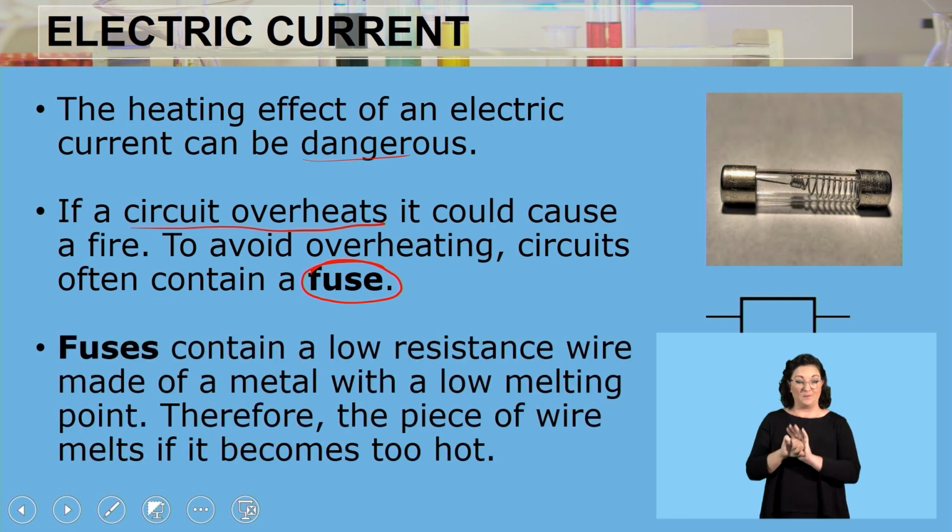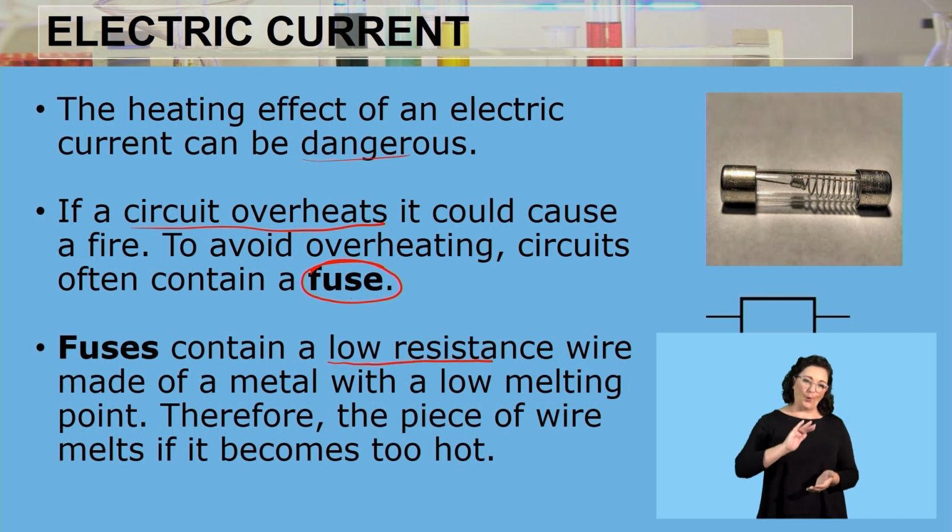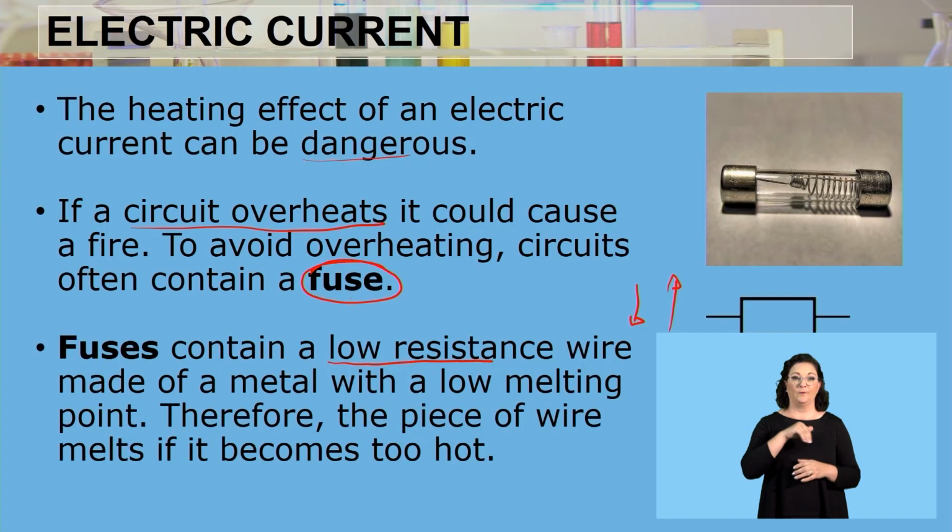Now, fuses contain a low resistance. So a fuse is also a resistor, however, it contains low resistance. Remember, if resistance is low, then current is going to be high. Why? Because those two quantities have that relationship: when resistance goes down, the current needs to go up. So fuses contain a low resistance wire made of a metal with a low melting point. Therefore, the piece of wire melts if it becomes too hot.